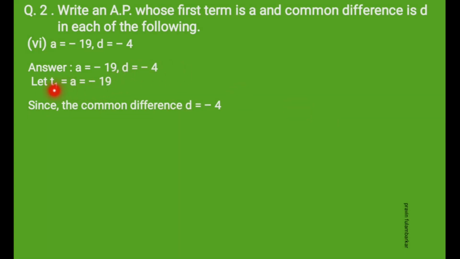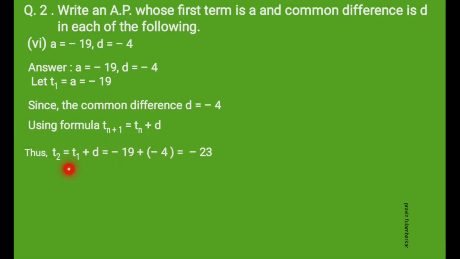So from given part we get the value of first term, which is the value of a. Now we have to find the second term. So for that we use the formula Tn plus 1 equals to Tn plus d. So first we write here second term, that is T2 equals to T1 plus d. Now T1 is minus 19, d is minus 4. So plus minus we get minus 4, minus 19 minus 4, which we get minus 23. So the second term value is minus 23.